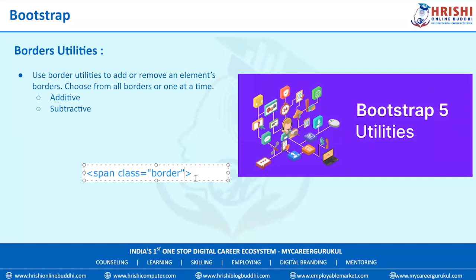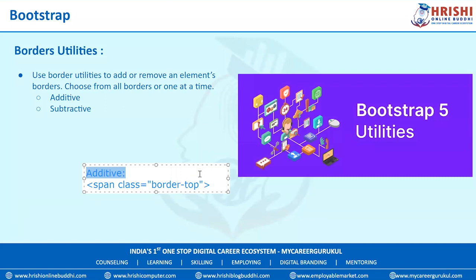Now if I want to add my border only on top, simply in additive we will write border-top. So here I'll just write additive. So now to add a border on top in the additive way, we will write border-top. That will indicate that the border should be given only to the top.